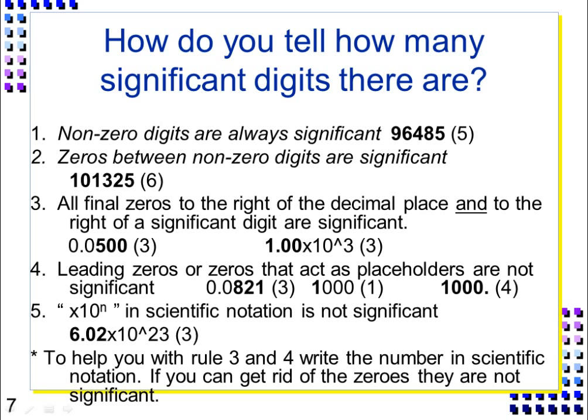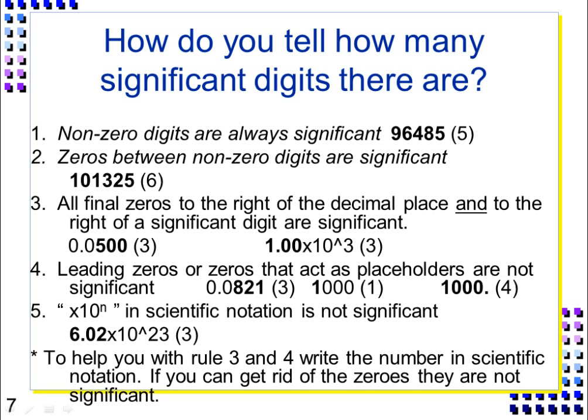So in the number 96,485, those digits are all non-zero digits. There are 5 digits in the number, so there are 5 sig figs in the number 96,485. In rule number 2, if I have a 0 that is basically sandwiched in between two other numbers, then that 0 gets to count as a sig fig.